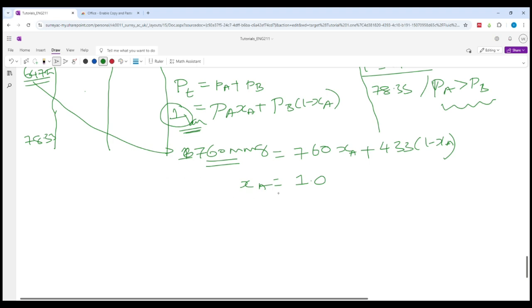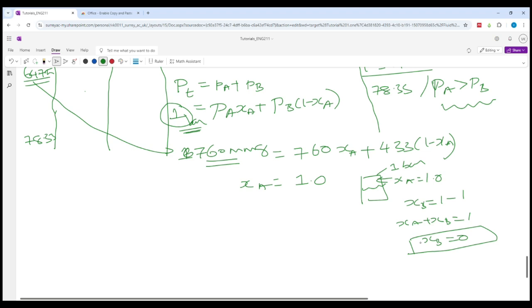Then what else can we calculate? If XA is 1.0, what does that mean? P is reading 1 bar, and XA is equal to 1.0, which means XB should be equal to 1 minus 1, because XA plus XB equals 1. So XB should be equal to 0, which means no component B in the vapor or liquid at this particular temperature.